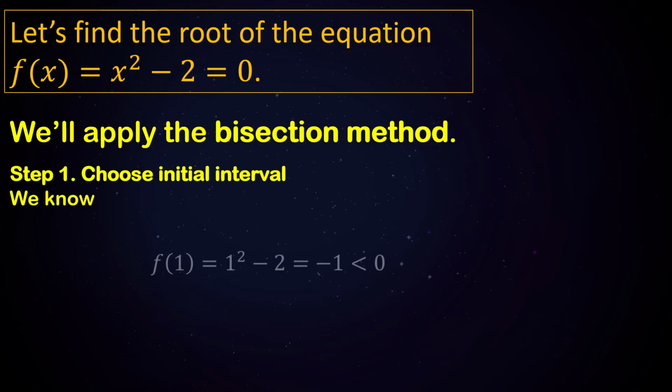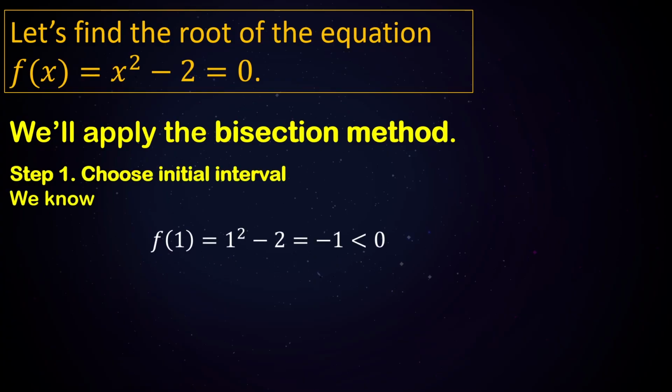Step 1, choose the initial interval. Say 1 is one of the interval ends, the left side. 1 squared minus 2 is minus 1, which is less than 0.